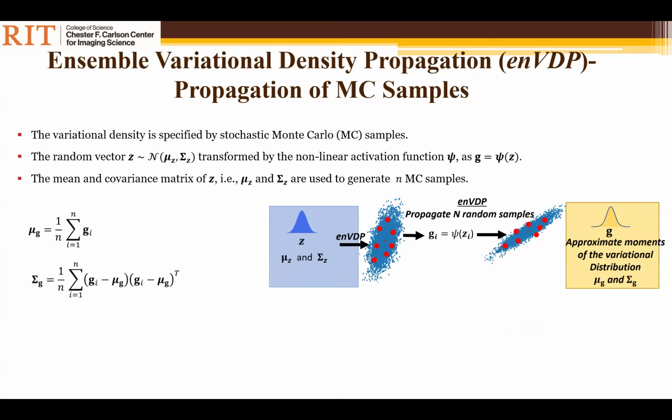For the ensemble, we generate a random number of points, just like Monte Carlo samples. Here we're generating random samples from the input distribution. The larger, the better, so we can generate a large number of samples. We pass them through and also compute the sample mean and sample covariance.